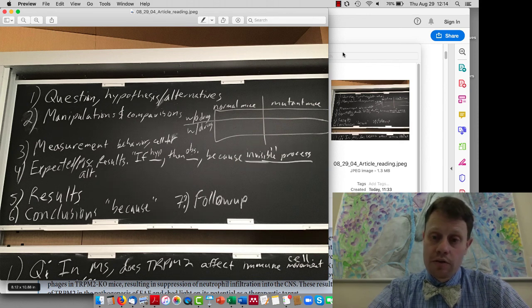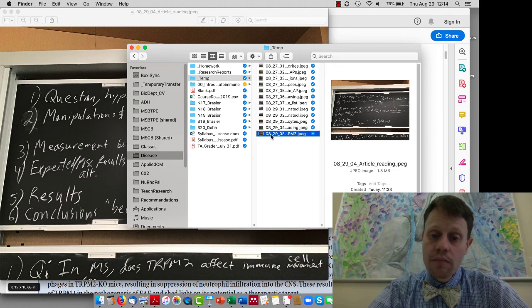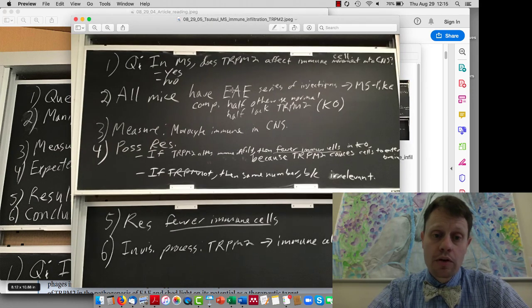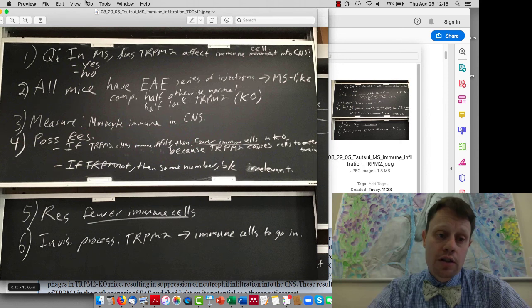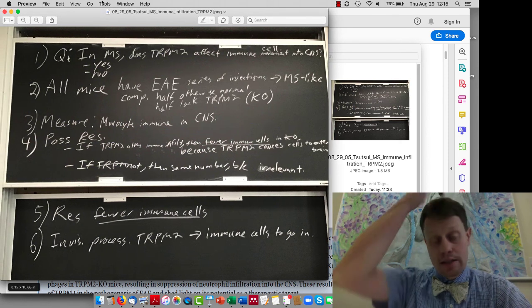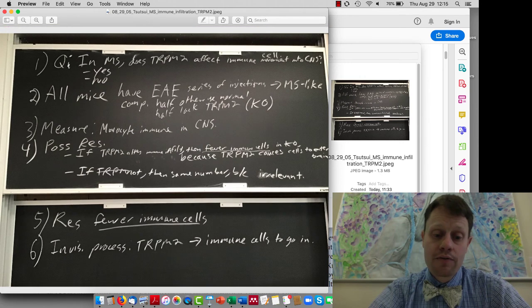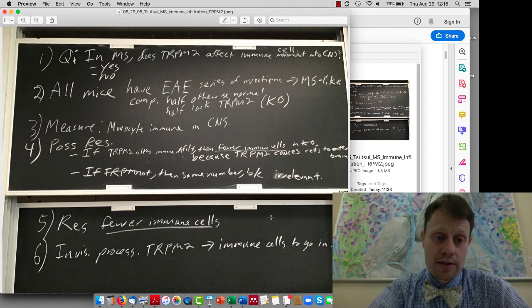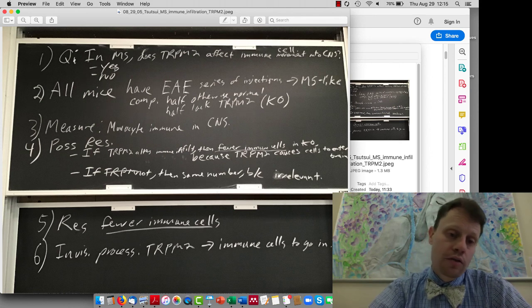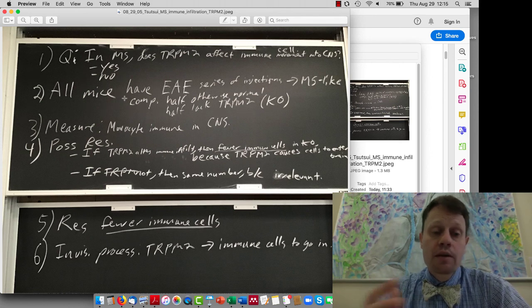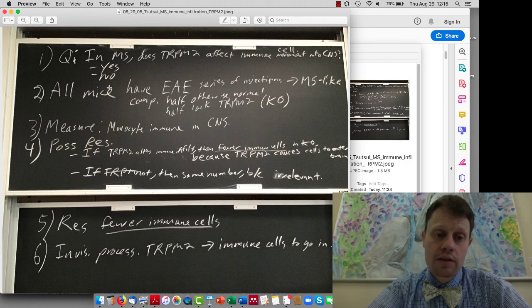For some of the papers, we're also going to be talking about follow-ups. In this particular study, as we work through the abstract, there are a few questions that they're asking, but one of them is, does this particular TRPM2 channel affect immune cell migration into the central nervous system, and how does that influence multiple sclerosis symptoms? Generally, there are a couple of possibilities. For some papers, there might be 3 or 4 possibilities, but either this channel is or is not stimulating the immune cells moving into the central nervous system.